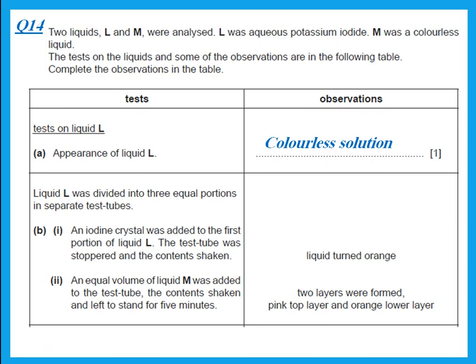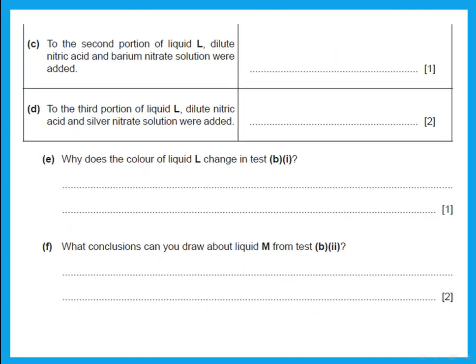Then he added an equal volume of liquid M to the test tube, the contents shaken and left to stand, and he found that it gives 2 layers. Now, if I add something to an aqueous solution, you know what an aqueous solution means: something dissolved in water. So I'm adding a liquid to something dissolved in water. If it gives 2 layers, that tells me that liquid is an organic compound or an organic solvent, because organic solvents will not mix with water or with an aqueous solution.